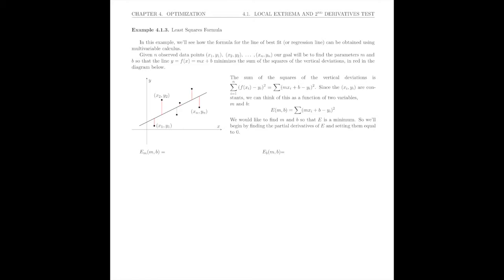Thanks for joining me for example 4.1.3. In this example, we're going to see how the formula for the line of best fit, or the regression line, sometimes called the least squares formula, can be obtained using multivariable calculus.